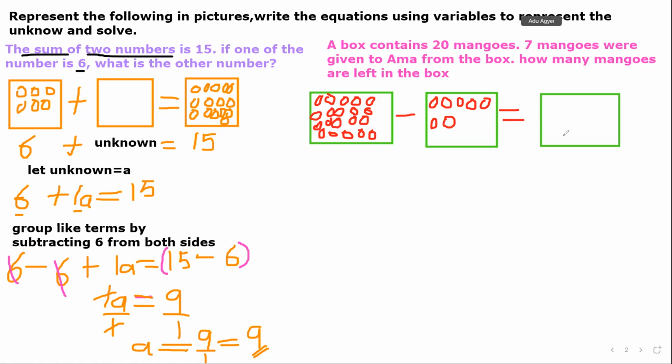So we don't know, okay? So let's use unknown to represent our answer so that we can easily write the equation. We have the 20 here. We translate this one into figures. We have our 20 minus 7 equal to then unknown, okay?